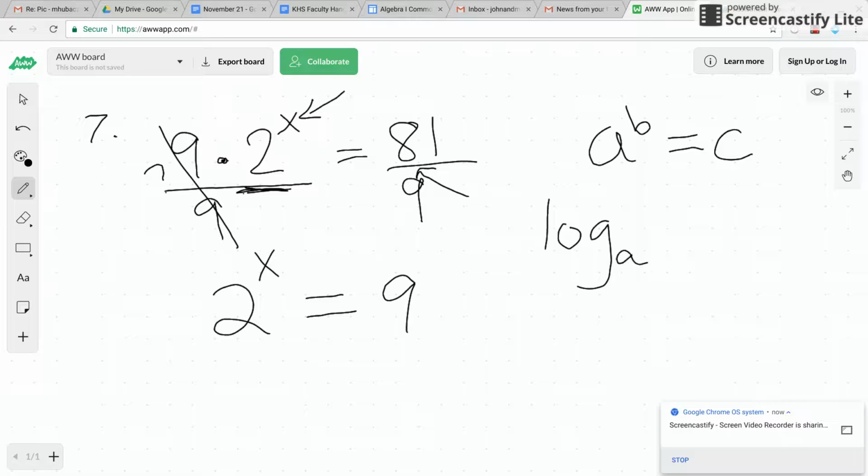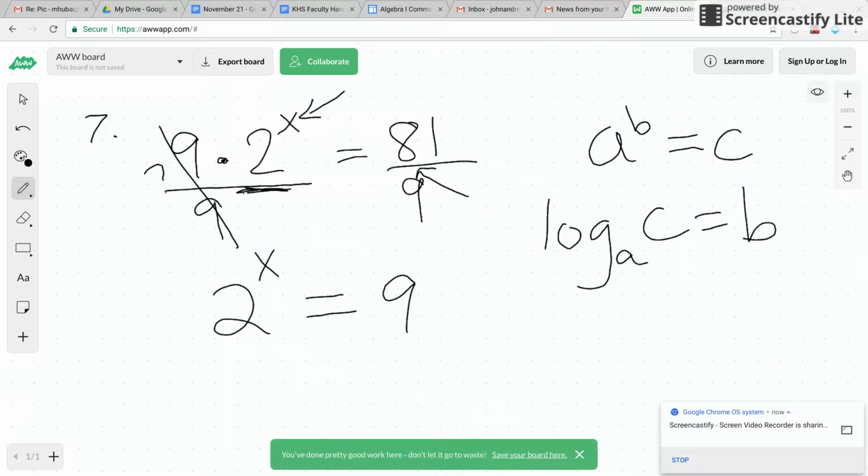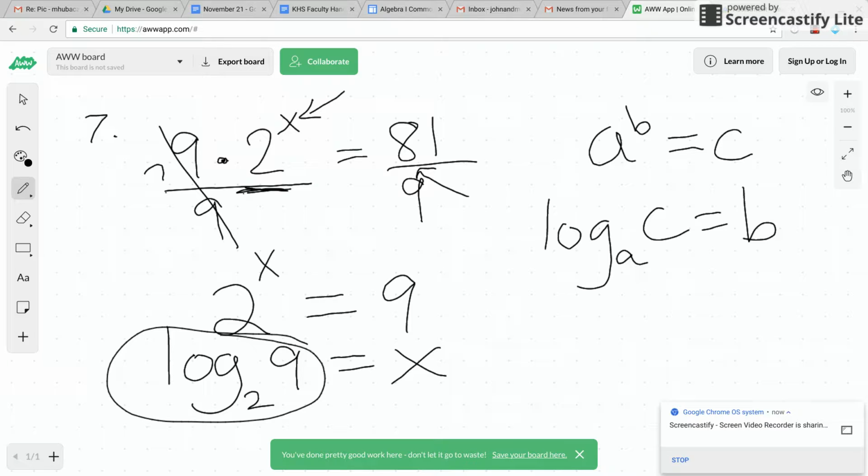So log base a of c equals b. And then from there, maybe we can continue to evaluate what is x. So converting this to log form, I'm going to have log with a base of 2 of 9 equals x. And we learned a new formula last class. It's the change of base formula.